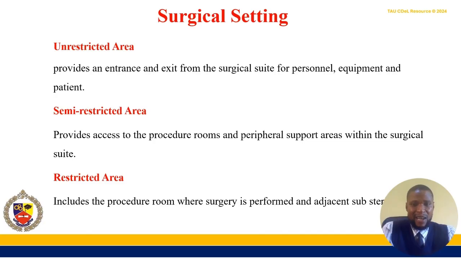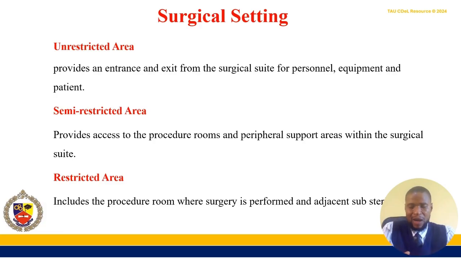It has a particular area where this can be done. Now, how is this area arranged? It's called the cost settings. The areas you need to be conversant with, number one, in a surgical setting is the unrestricted area. This is just like an entrance to any surgical suite, whereby people can go in and out of the surgical suite or surgical environment.